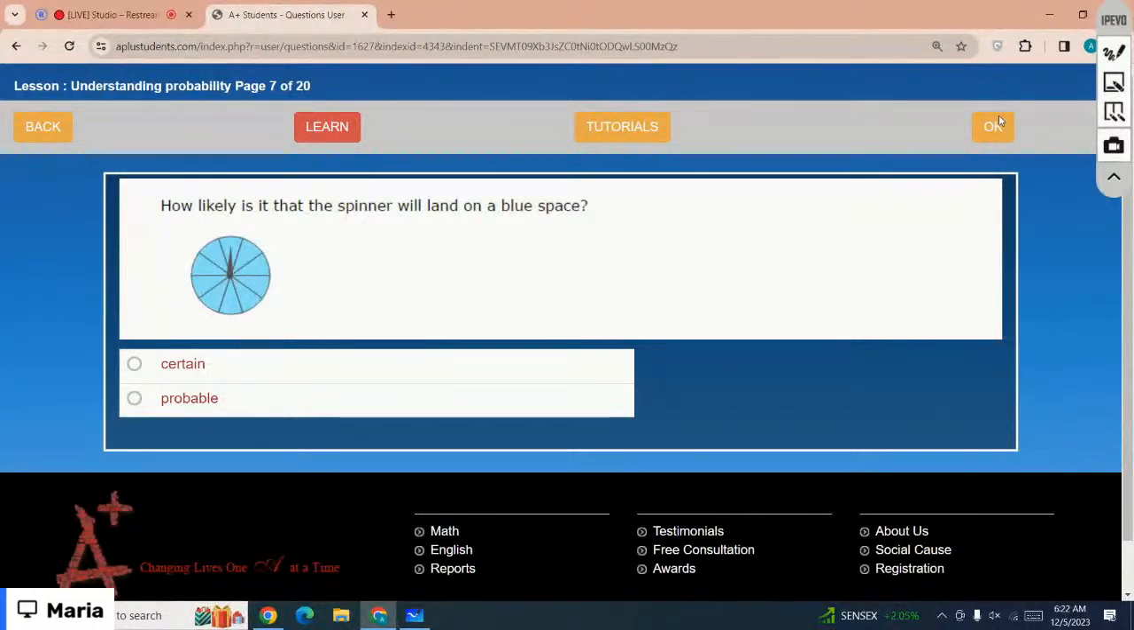How likely will it land on a blue space? Which is the correct option? Certain or probable?